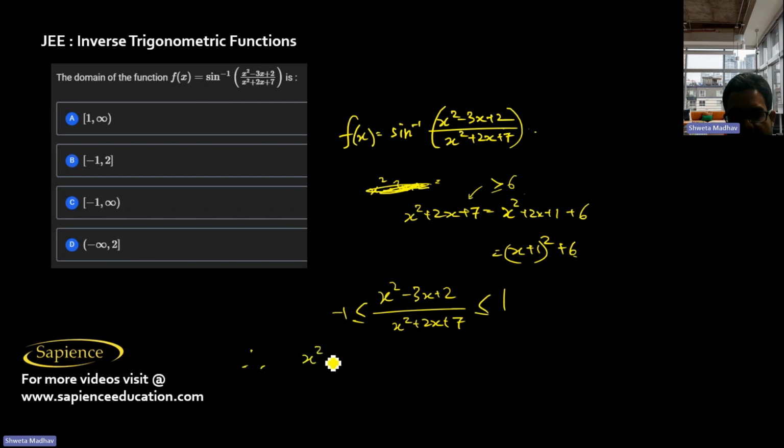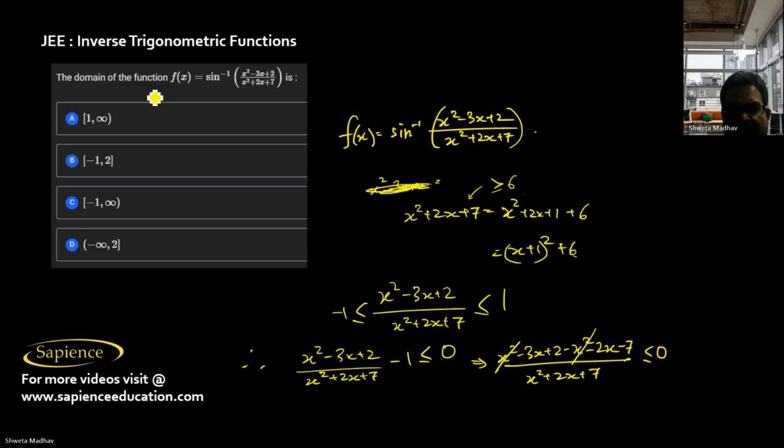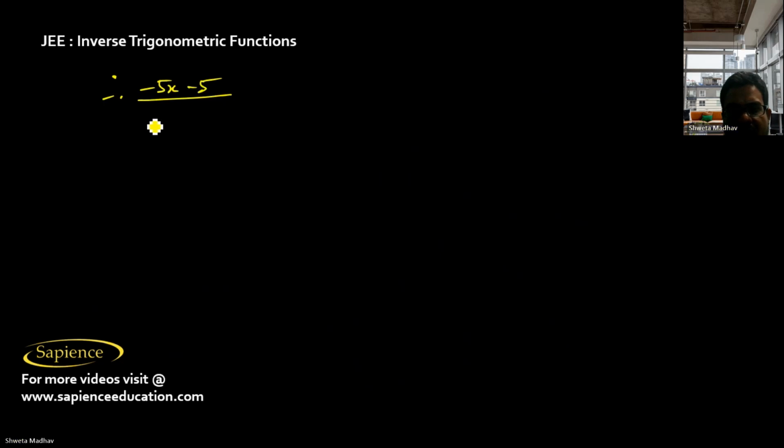So therefore we have to take (x square minus 3x plus 2) by (x square plus 2x plus 7) minus 1, that is less than or equal to 0. Therefore x square minus 3x plus 2 minus x square minus 2x minus 7 by x square plus 2x plus 7, that is less than or equal to 0. x square will get cancelled. So then we can say minus 5x minus 5 by x square plus 2x plus 7 is less than or equal to 0.